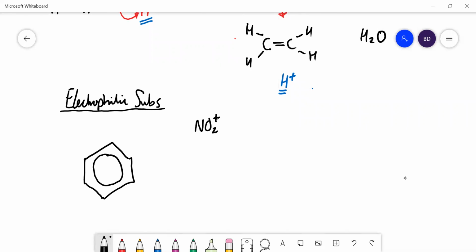Or the other one you could have is an acylium ion. That's the simplest acylium ion. That has been generated from ethanoyl chloride using an aluminium chloride catalyst. So you need to know how both of these electrophiles are formed. Right, so let's do it with NO2 plus.